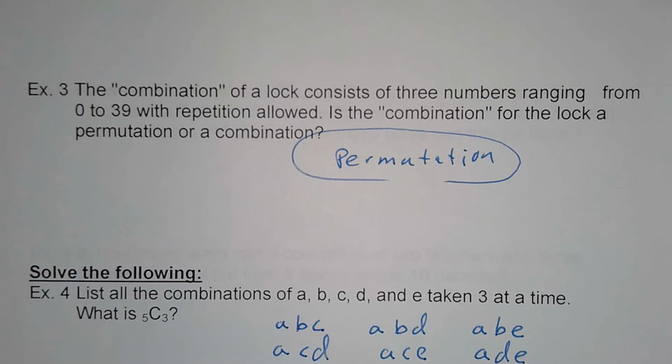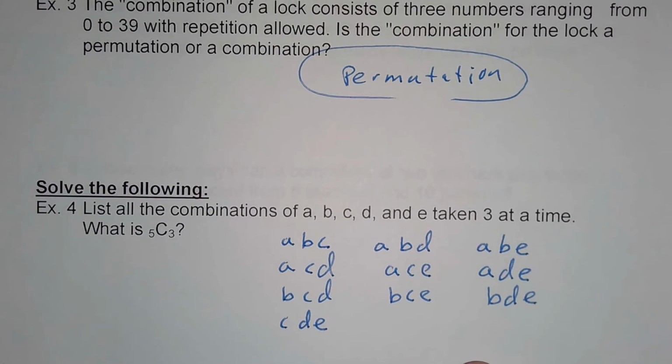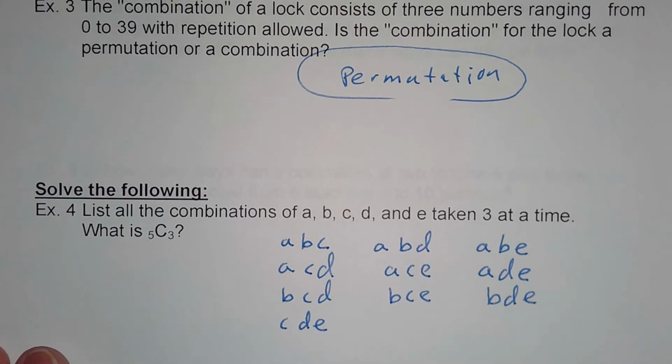So now I've exhausted all the ones involving A. So let's go with B. I can do B, C, D, B, C, E, and B, D, E. So we've used up all the B's, and now the only thing left is C, D, E. So I've got a total of 10 combinations.